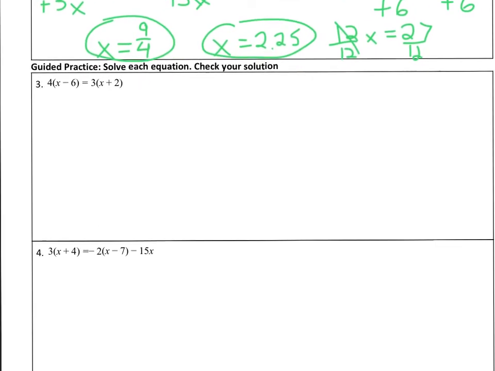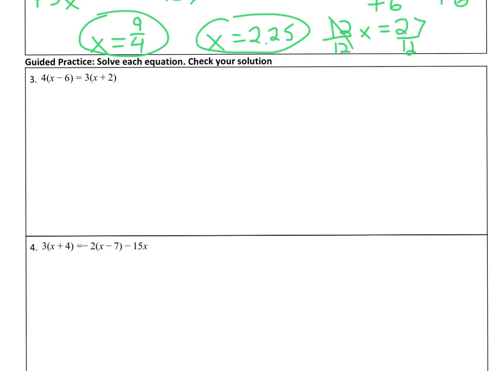So right here, a couple of guided practice problems. Pause the video, work through those on your own, and then pay attention to what I'm doing in the solutions. But these are, again, great times for you to stop, assess where you're at, and check your work. So, in number 3 for this guided practice, simplifying both sides. That's going to take distribution. Distribute 4 on the left-hand side, 4x minus 24. Distribute 3 on the right-hand side, 3x plus 6.